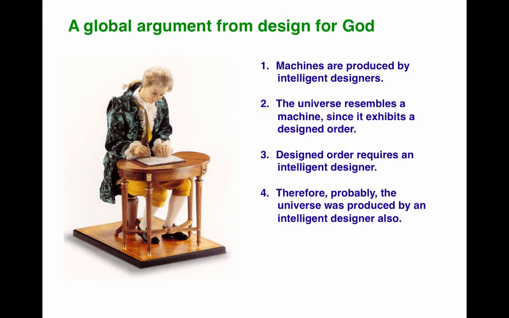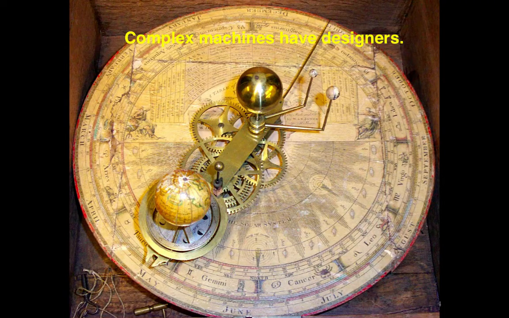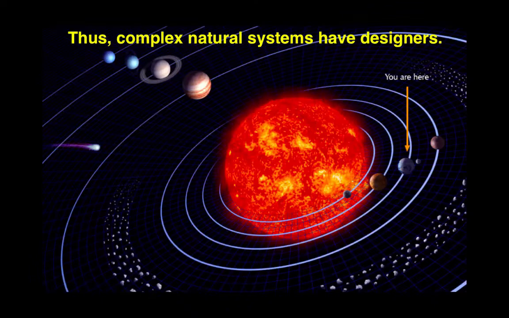So, Hume has just given a global argument from design for God's existence. Here it is in outline form. Machines are produced by intelligent designers. The universe resembles a machine, since it exhibits a designed order. Designed order requires an intelligent designer. Therefore, probably, the universe was produced by an intelligent designer also. Complex machines have designers. Thus, complex natural systems have designers.